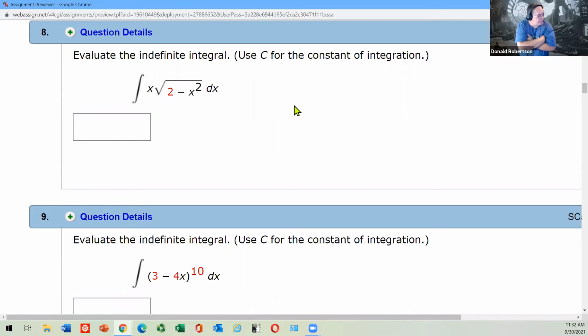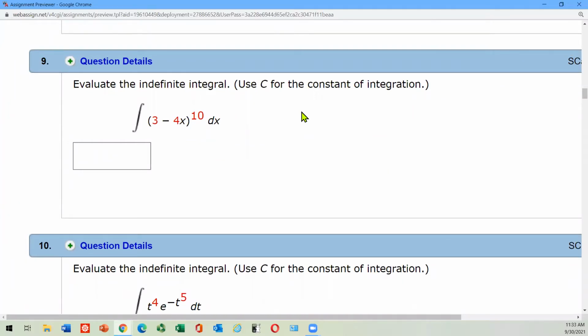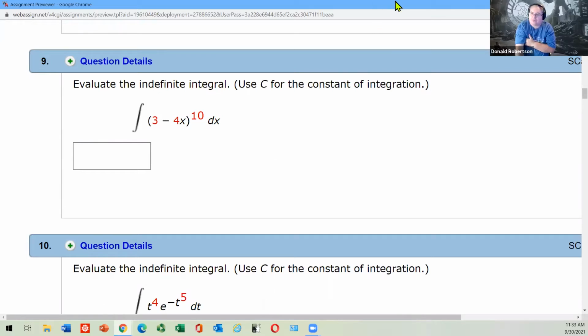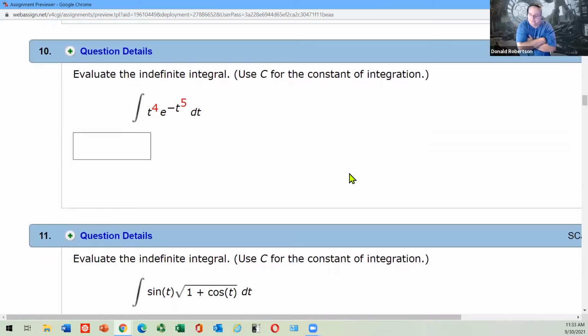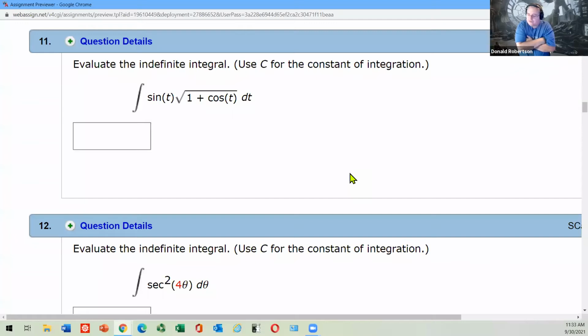Okay, question 8, who's the u sub? The one in the square root. Agreed. Question 9, who's the u sub? 3 minus 4x. Would you agree things inside brackets are good candidates for u subs? Keep going. What about that guy? Who's the u sub in question 10? The negative t to the 5th power. Okay.